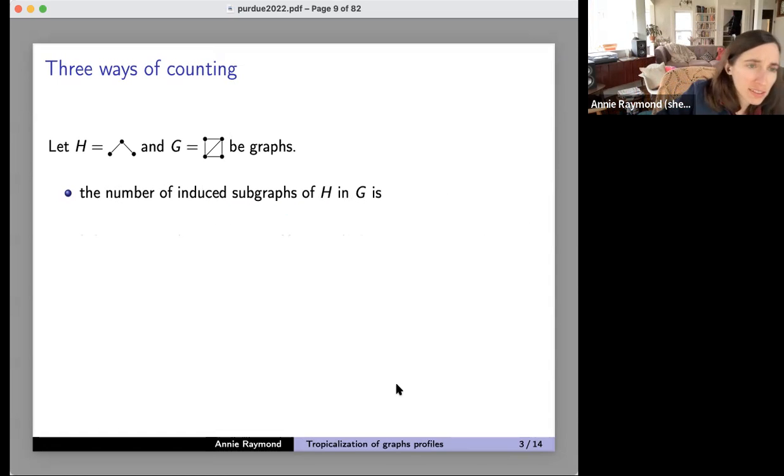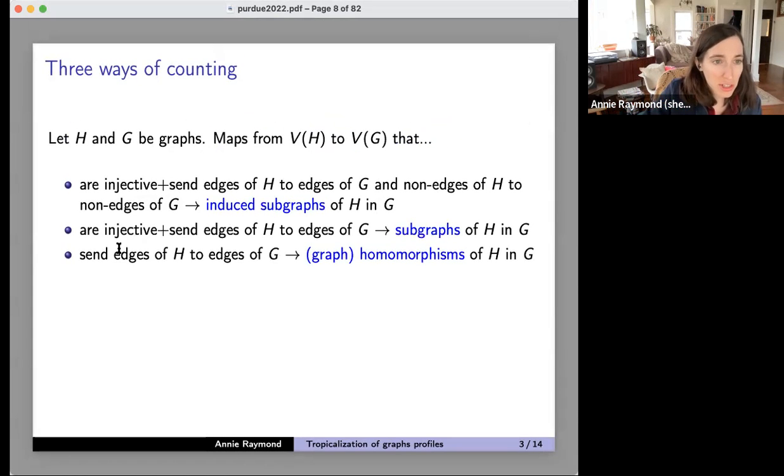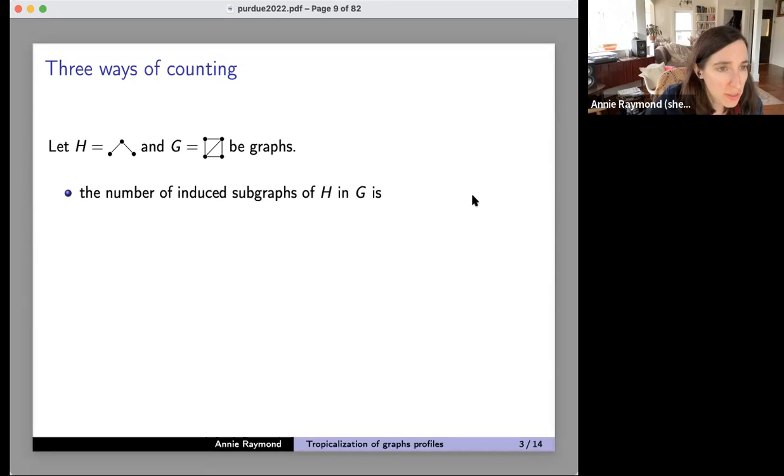Let's say this is my graph H, and this is my graph G. I want to find the number of induced subgraphs of H in G. So I need to look at all the maps from the vertex set of H to the vertex set of G that send edges to edges, non-edges to non-edges, and that are injective. Any guesses on how many there are? Making you work so hard, and there's only 4 of you, so it's even more stressful.